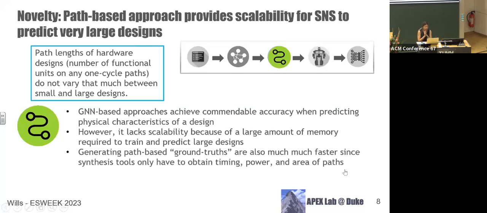And another advantage of using a path-based approach is that it's much more efficient and less time consuming when we have to generate this ground truth training data set. Because all you're doing is synthesizing just paths, okay? Millions of paths or thousands of paths, right? And you can do them in parallel.